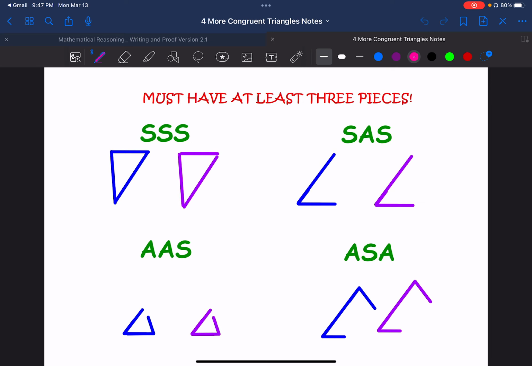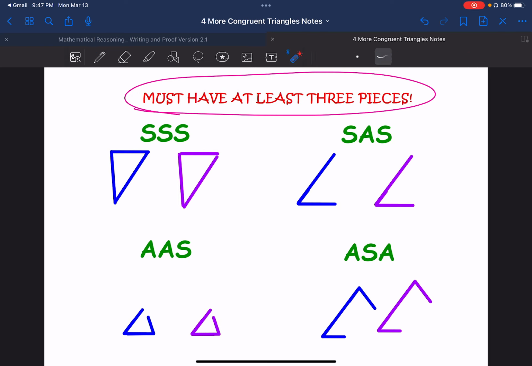As you are going through this, it is mostly just going to be review and going over stuff that we've already talked about and solidifying it. So, number one thing, you need 3 pieces of information whenever you are trying to determine if 2 triangles are congruent. The 4 most common ones are side, side, side, SAS, AAS, and ASA. Those are the big ones.